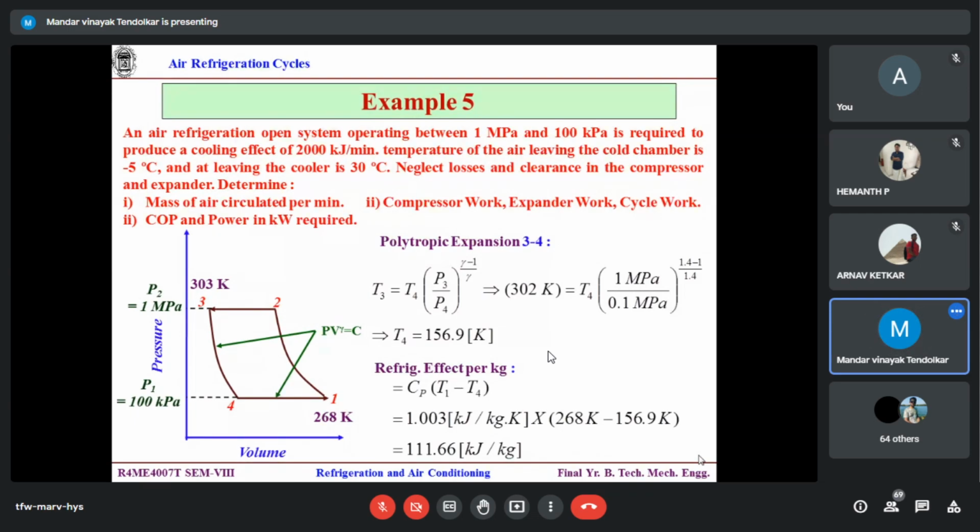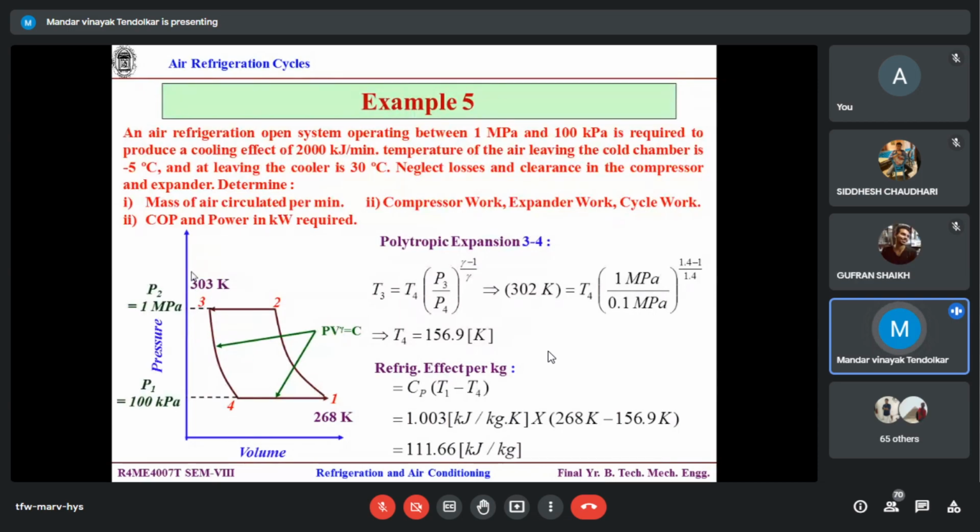Is the value correct? Sir, from where did 302 come from? 302 Kelvin. 302, 30 degree. It should be 303. Okay, sir. Is it a typing mistake or a calculational mistake? 156.9 comes from using 303 or 302? So 303. So that is a typing mistake from us, otherwise a calculational mistake.